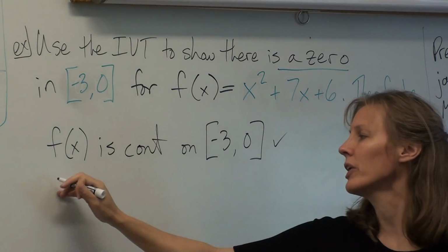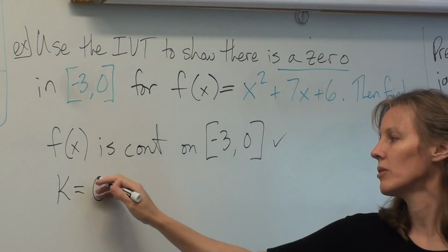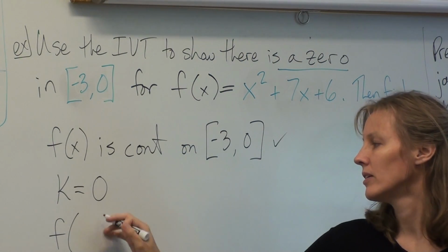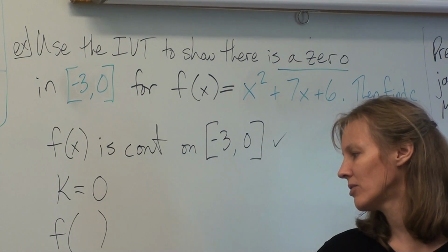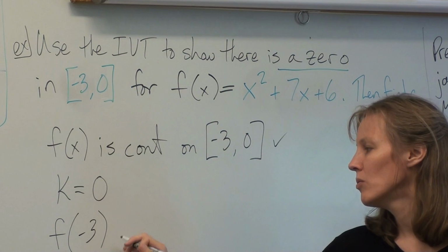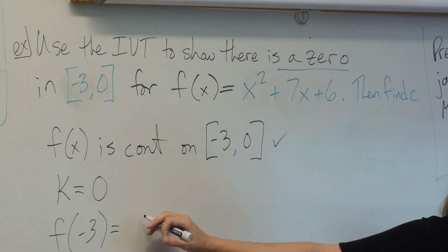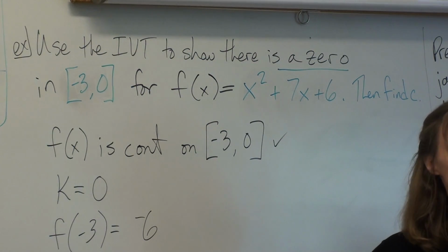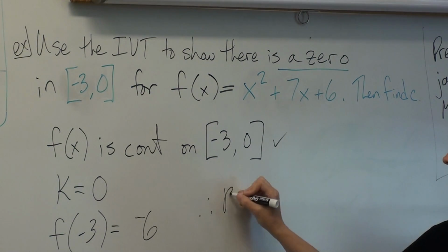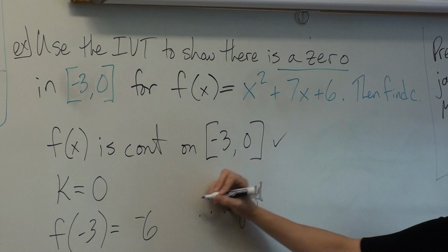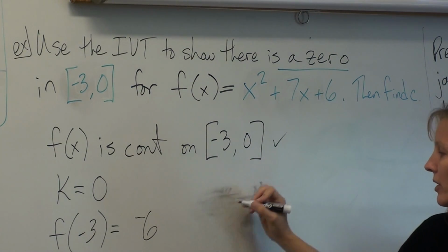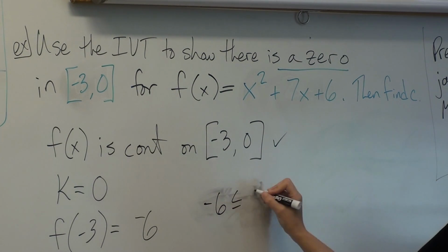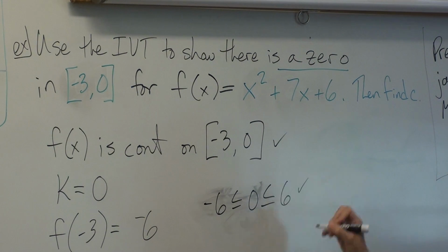Next thing, we know our k. What's k? 0. So next, what do we have to find? f of -3 and f of 0. What was f of -3? -6. What was f of 0? 6. Therefore, by the, oh, I gotta write down that it's in between. So I would say -6 less than or equal to 0, less than or equal to 6, check. Or you could put f of -3 and f of 0.